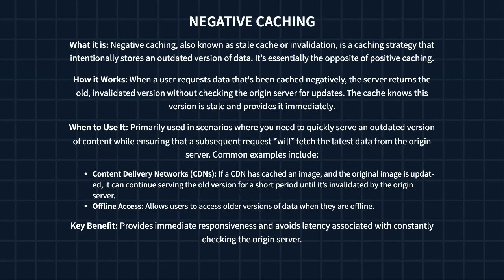Okay, let's talk about negative caching. It's a bit of an odd concept, but it's really useful in specific situations. Think of it as intentionally serving an old version of something like an image or piece of data to give you instant gratification and speed up the initial response. Essentially, it tells the cache, hey, this is out of date, don't bother checking for a new one just yet. It's especially popular with CDNs because they can quickly deliver that old version while waiting for the origin server to update its content. It ensures you always have something to show the user, even if it's not perfectly current.